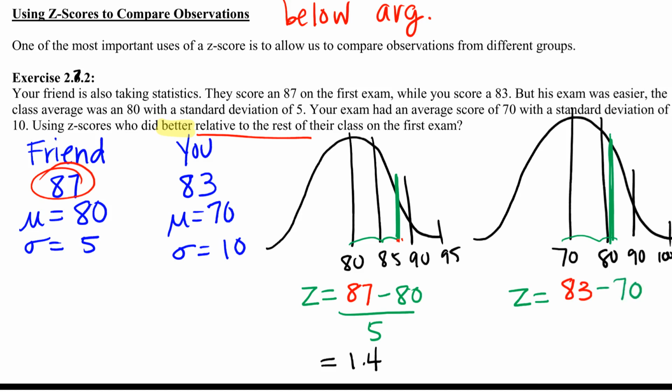But there's a lot more spread in your guys' class, according to these made-up numbers. So here we get a 1.3. It's hard to see based on my drawings. I obviously drew this 7 really far over. But based on this, your friend did better relative to the class because they were further above average.